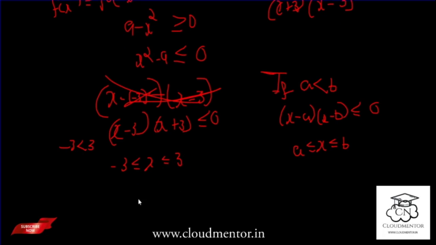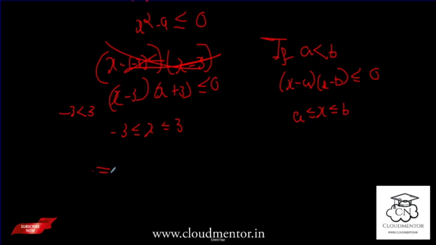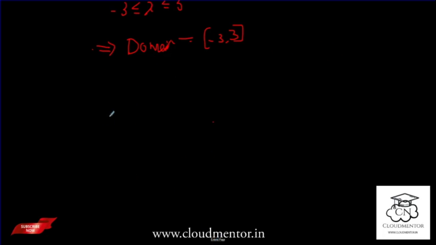So we got the values of x, that is the domain here. So the domain is equal to the values from minus 3 to plus 3, the closed interval minus 3 to plus 3. So that's the domain. And now we need to find the range of the function.